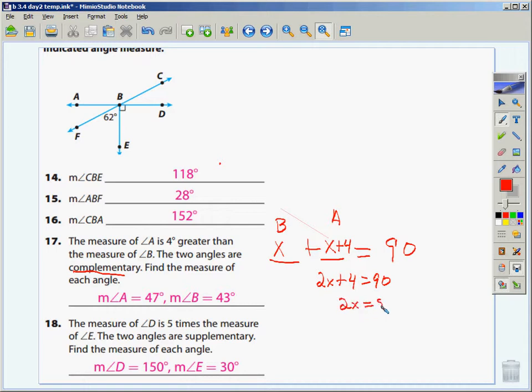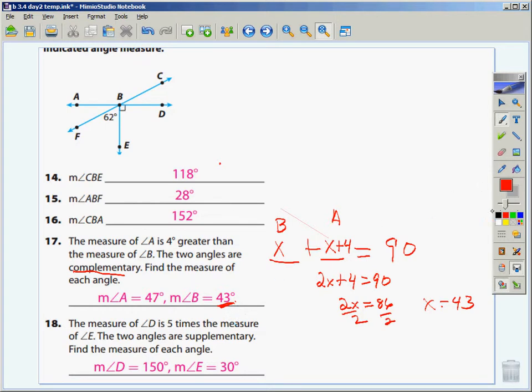2x is equal to 86. And I would have divided by 2. X is 43. Angle B then was 43 degrees. Angle A was 4 degrees more, 47. If I add 47 and 43 together, what would it give me? 90, so I can see that A and B were still complementary.